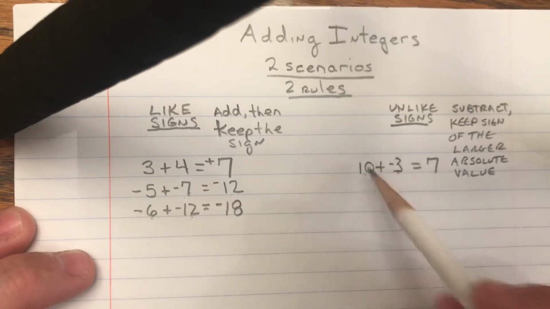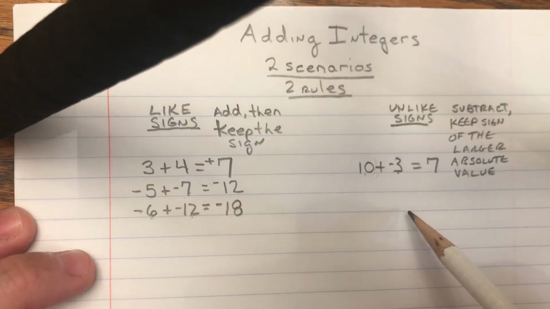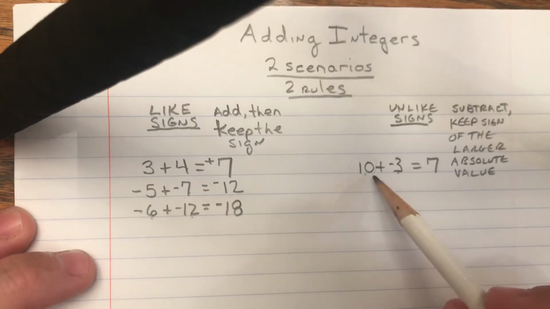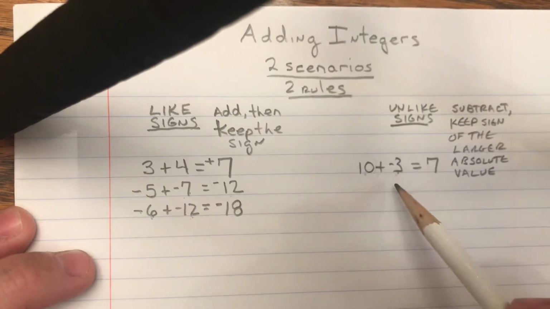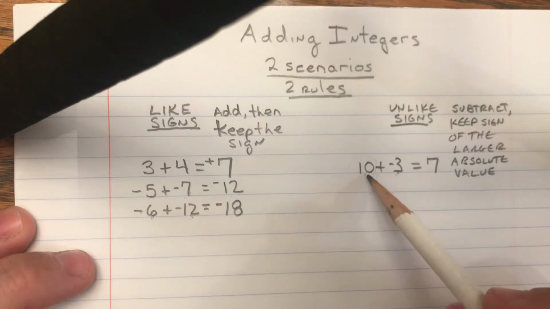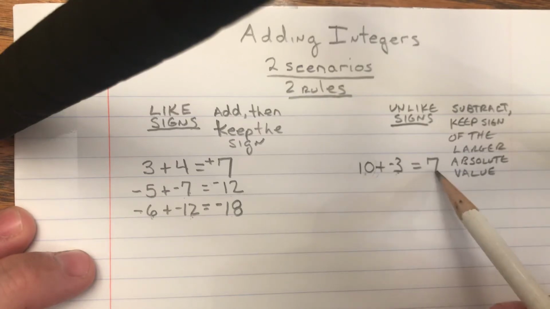Okay, if you want to think of this as a common sense or common situation, let's say you went up 10 stairs and then down 3. Okay, you can see the subtraction coming into play there. Okay, up 10, down 3, I end up 7 above where I started.